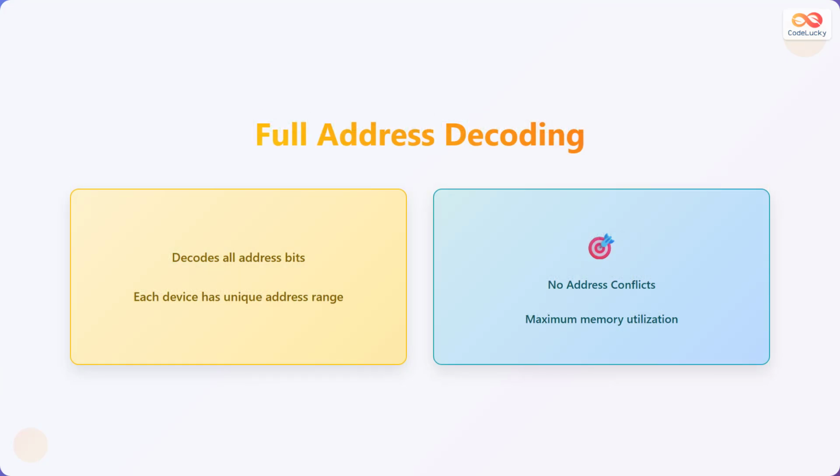In full address decoding, all the available address lines are used for decoding. This ensures that each device has a unique address range. The key advantages of full address decoding are that there are no address conflicts, and it allows for maximum memory utilization.